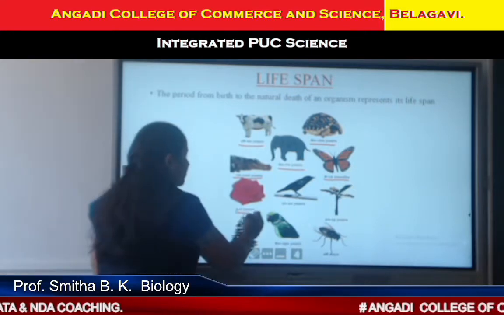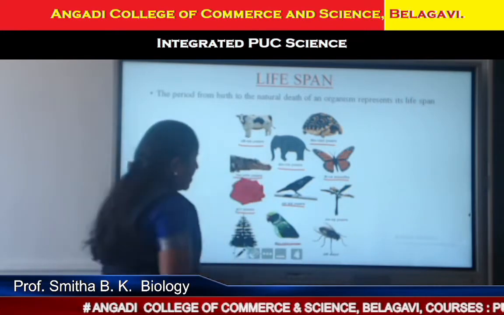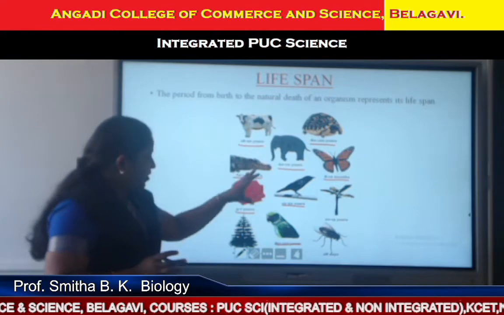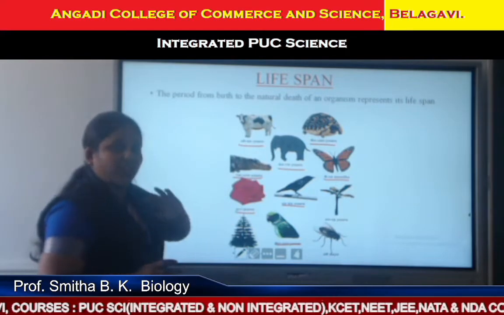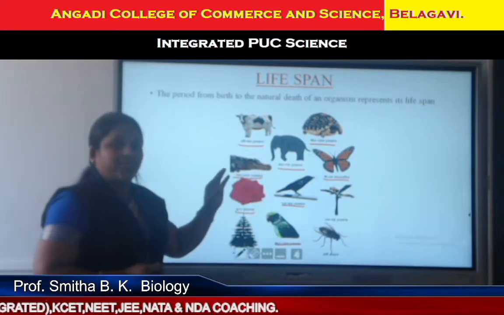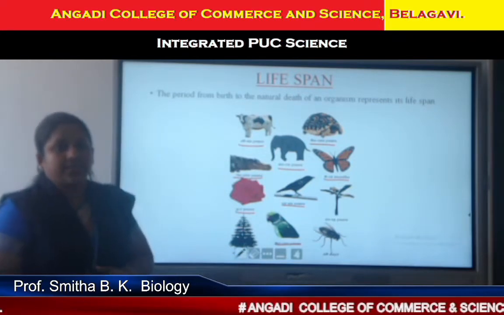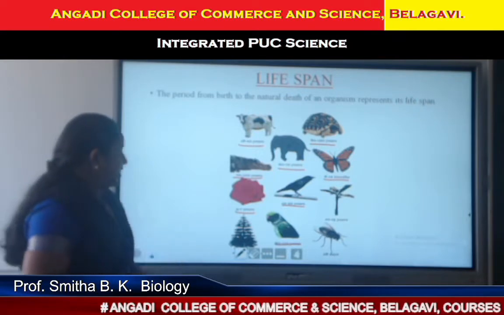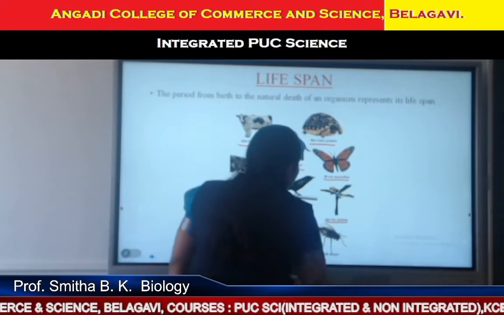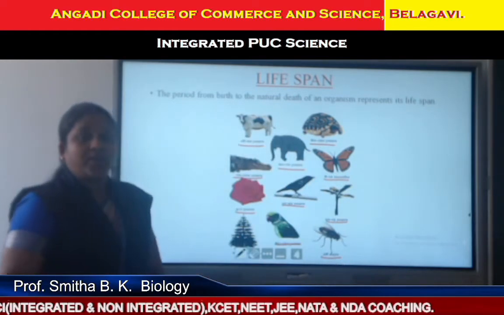Whereas the rose plant lives 5 to 7 years, then the crow as well as the parrot. See, even though the crow and the parrot look similar and the size is almost similar, their lifespan is totally different. It is 10 to 22 years in the case of the crow, whereas the parrot can live up to 150 years. The pine tree can live up to 200 years, the banana plant lives up to 15 years, and the Drosophila or the fruit fly can live up to 28 days.